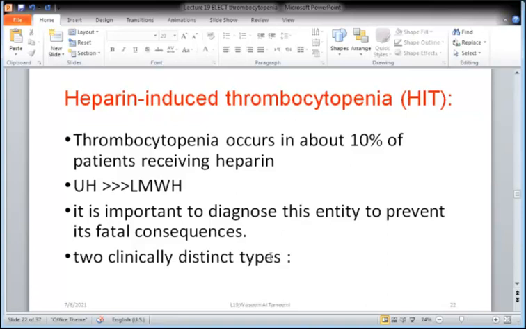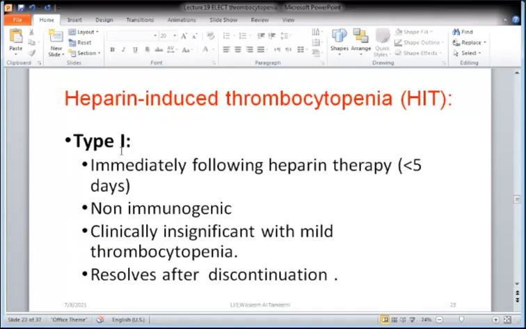We have two clinical syndromes of heparin-induced thrombocytopenia, depending on the type. Type 1 heparin-induced thrombocytopenia develops immediately after using heparin therapy, less than 5 days. This is a self-limiting type, non-immunogenic, associated with insignificant mild thrombocytopenia and resolved after discontinuation. There is no problem during the first 5 days because it is non-immunogenic, and thrombosis does not occur with it.